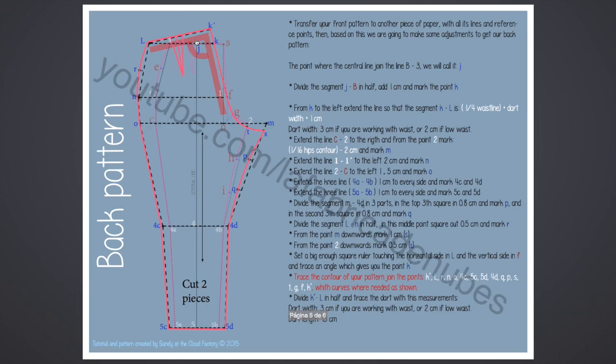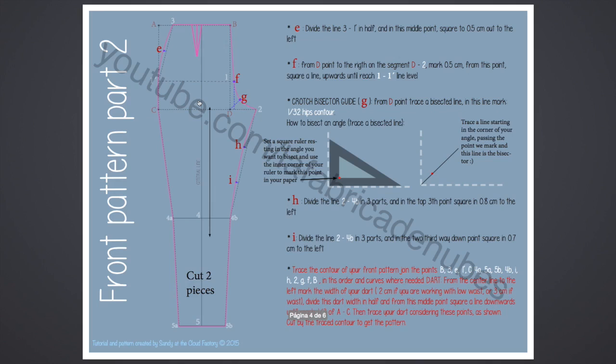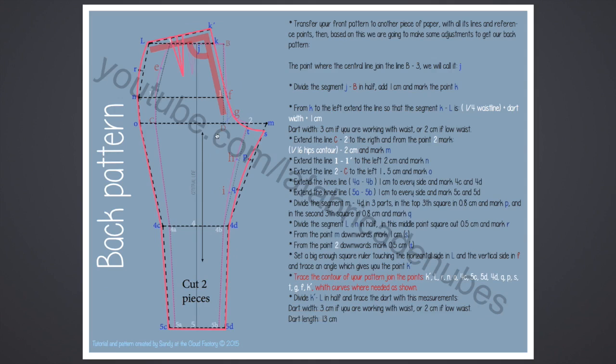In the next page, you have the instructions to trace the back part of your pattern. You have to trace it based on the front part of your pattern. That means you need to make another copy of your front pattern. Here, in the previous page, we have our front pattern ready. Now make another copy of this pattern with all the points and lines, and in that copy we will make some modifications to get the back pattern ready.